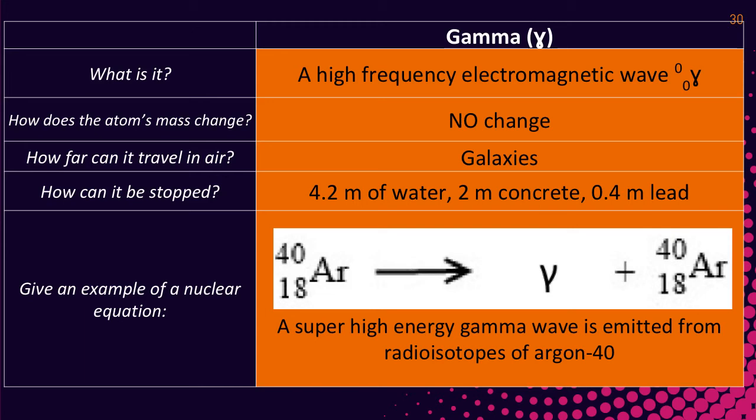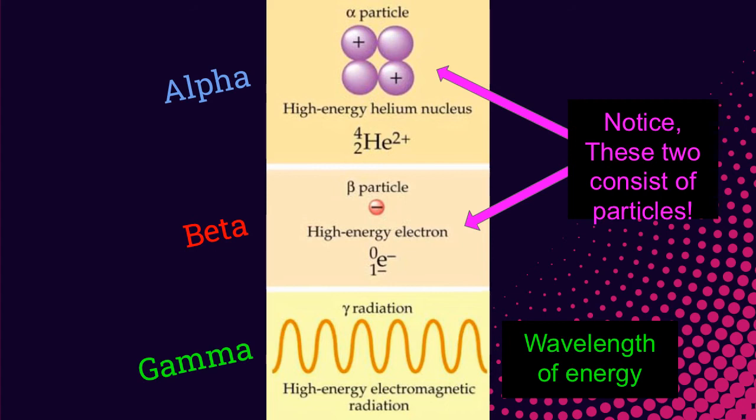And you can tell that our equation, our isotope, doesn't change at all. We're just modeling that there's energy being released from it. So it's a super high-energy gamma wave being emitted, in this case from argon-40. This is just a visual. You'll notice that alpha and beta are our 2 particles. So we can see that an alpha particle up here with my 2 protons and my 2 neutrons is larger than my tiny electron particle for beta. That's why beta waves can travel further. And then finally, gamma is just a wavelength of energy. There's no particles at all.